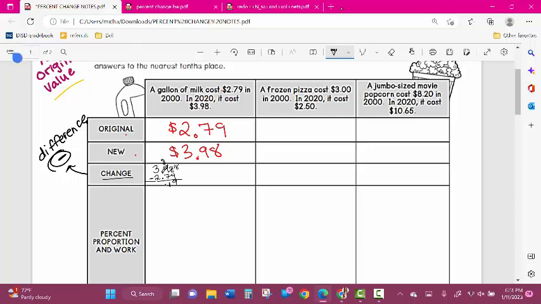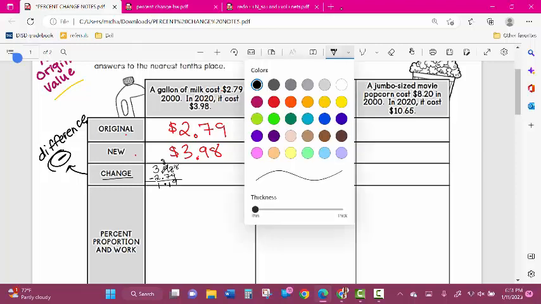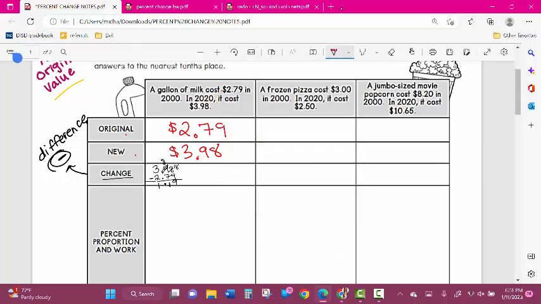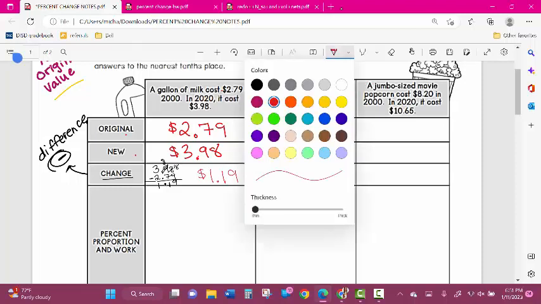And then there's a decimal lined up, so I'll put my decimal down. And then 3 ones minus 2 ones is 1, right? So the change in the price was $1.19. Okay.